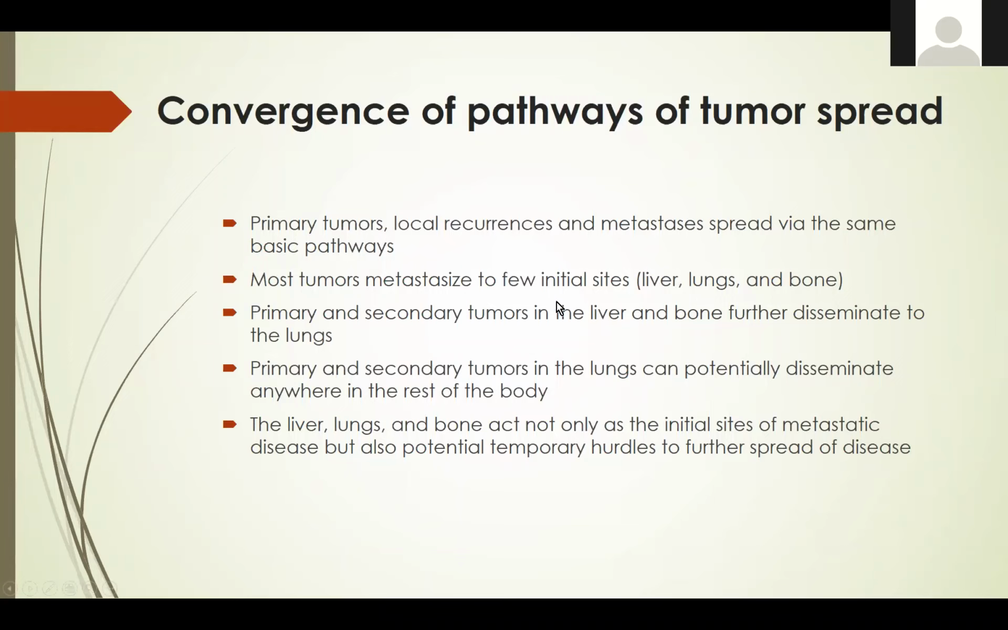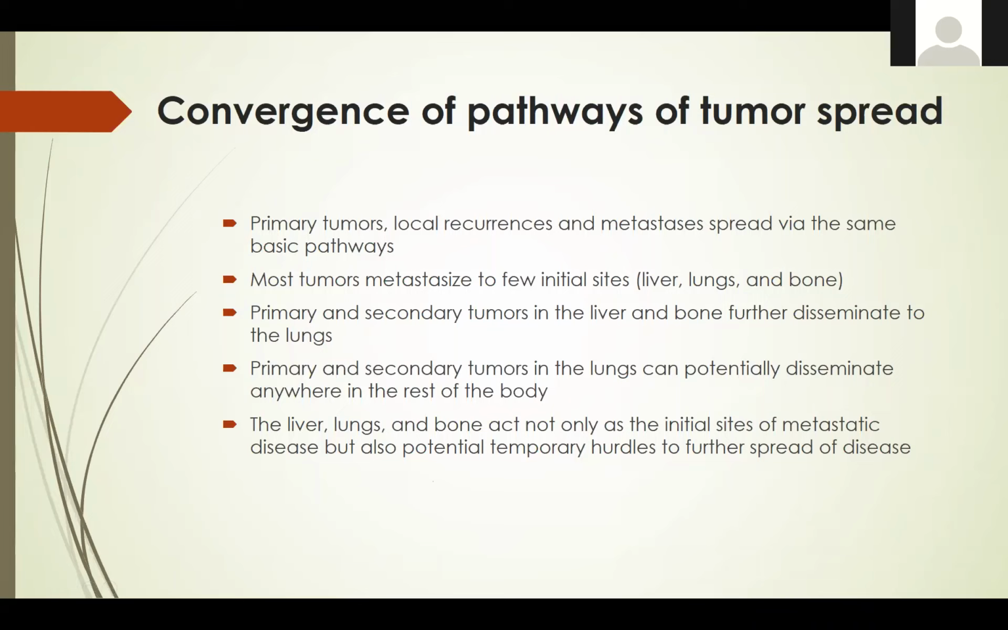So most tumors metastasize to a few initial sites, which are liver, lung, and bone. And then primary or secondary tumors in the liver and bone further disseminate to the lungs. Primary and secondary tumors in the lungs can potentially disseminate anywhere in the rest of the body. The other thing we need to remember is that the liver, lungs, and bone act not only as initial sites of metastatic disease, but they can act as a temporary barrier to systemic dissemination, to further spread of disease.